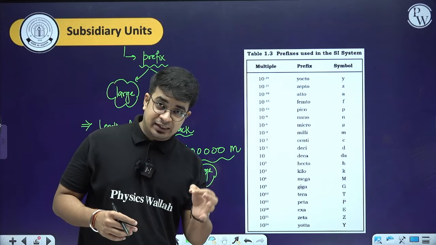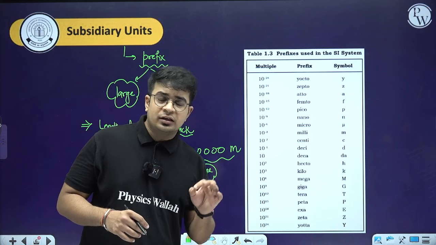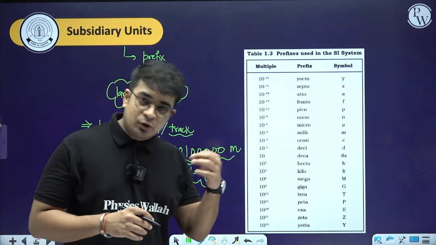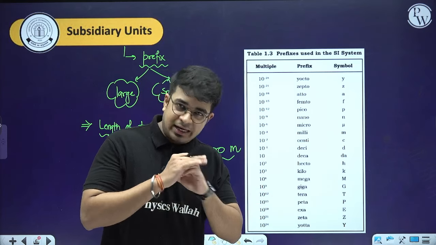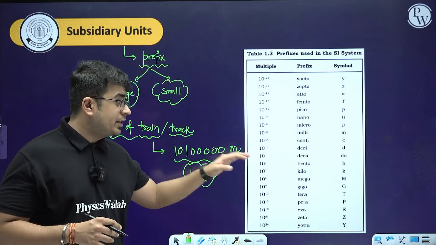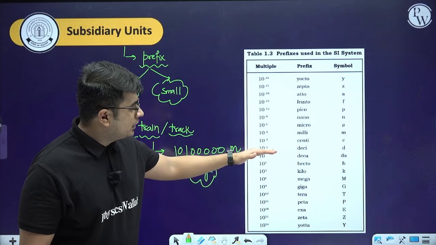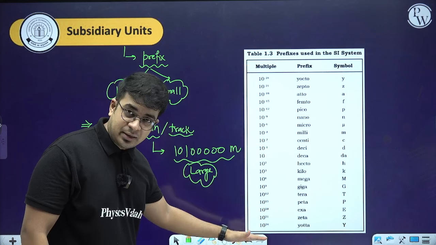Now what's the meaning in that case? First of all, I have to decide a base unit from which I can start. It can be your gram, it can be your meter, it can be your Kelvin, it can be anything. So I have to first start with the base unit, then I can move in the smallest dimension, and I can move in the highest dimension.